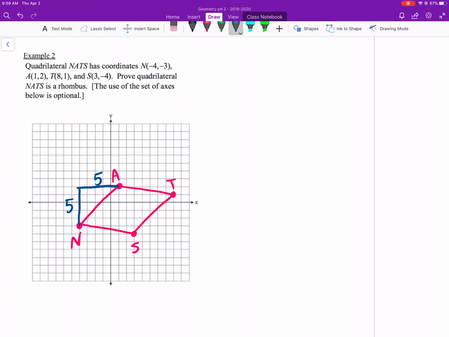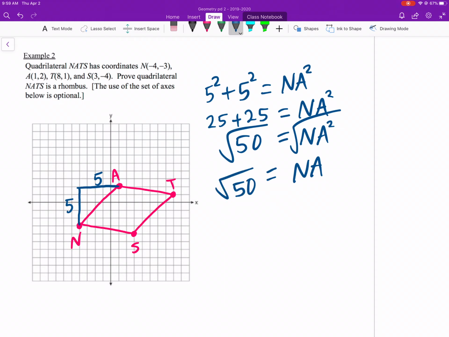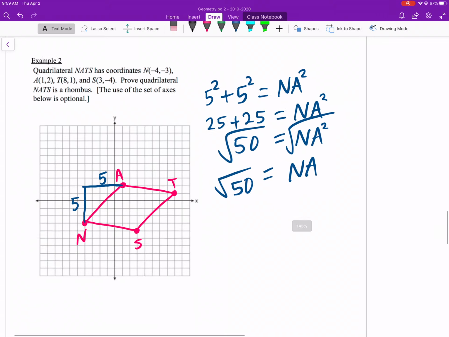So we'll set up the Pythagorean theorem to solve for NA, which would be 5 squared plus 5 squared is equal to NA squared. And we're simplifying. Now it's not a perfect square, so this is where you can just leave it as radical 50. So now, in order to make sure we followed through correctly here, we need all the other side lengths to be radical 50, or maybe we made a mistake.